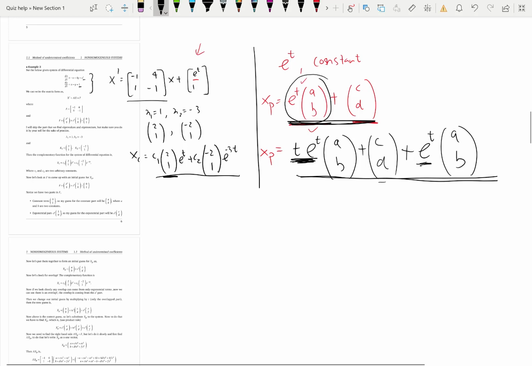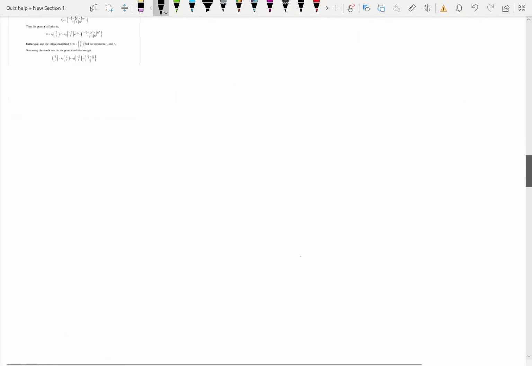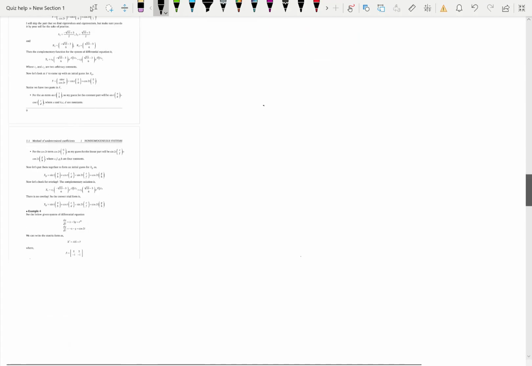So when we have several overlaps, our particular solution trial form, the correct trial form, will be very long, right? Okay, so this is the correct trial form. So let's look at another example and it will make more sense. Okay, so let me find the example.